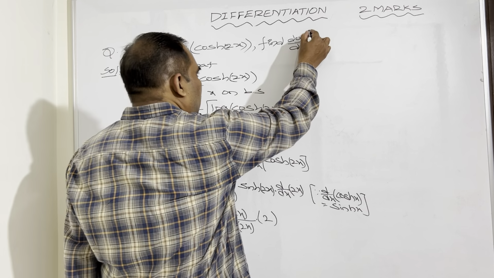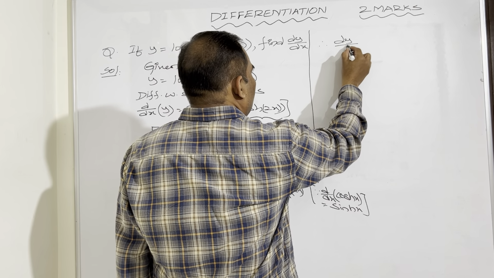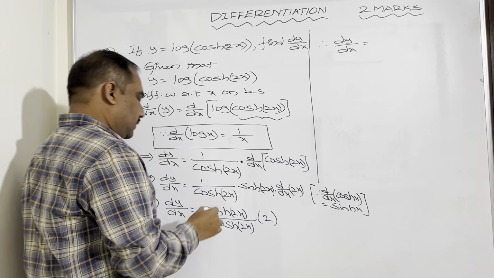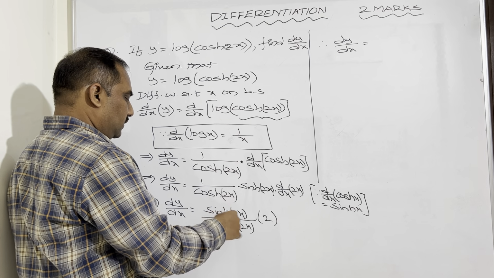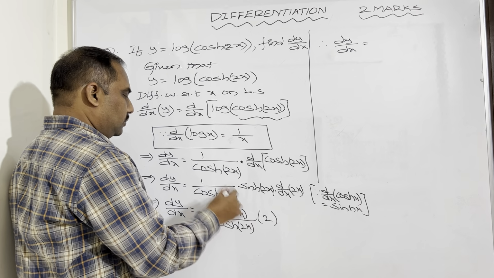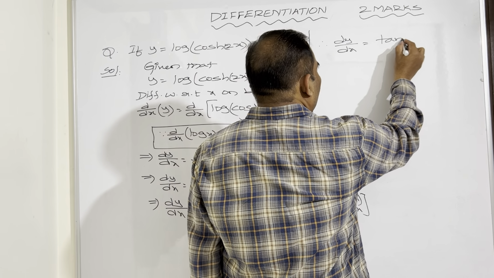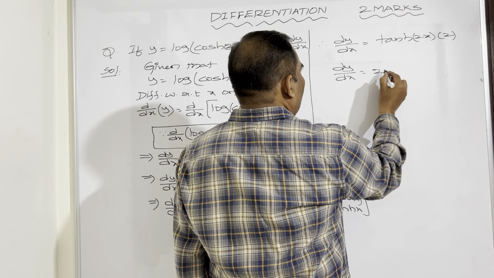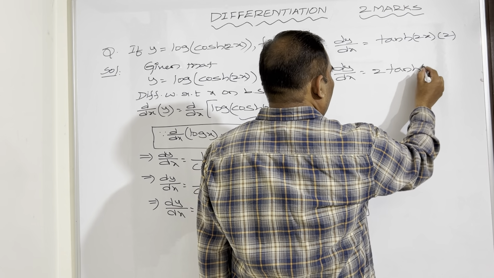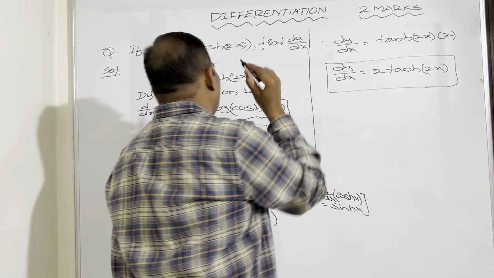So now clearly dy by dx is equal to, we know that sin h 2x by cos h 2x we can write as tan h 2x, into 2. Finally we can write dy by dx is equal to 2 tan h 2x. So like this we can prove dy by dx from the given function.